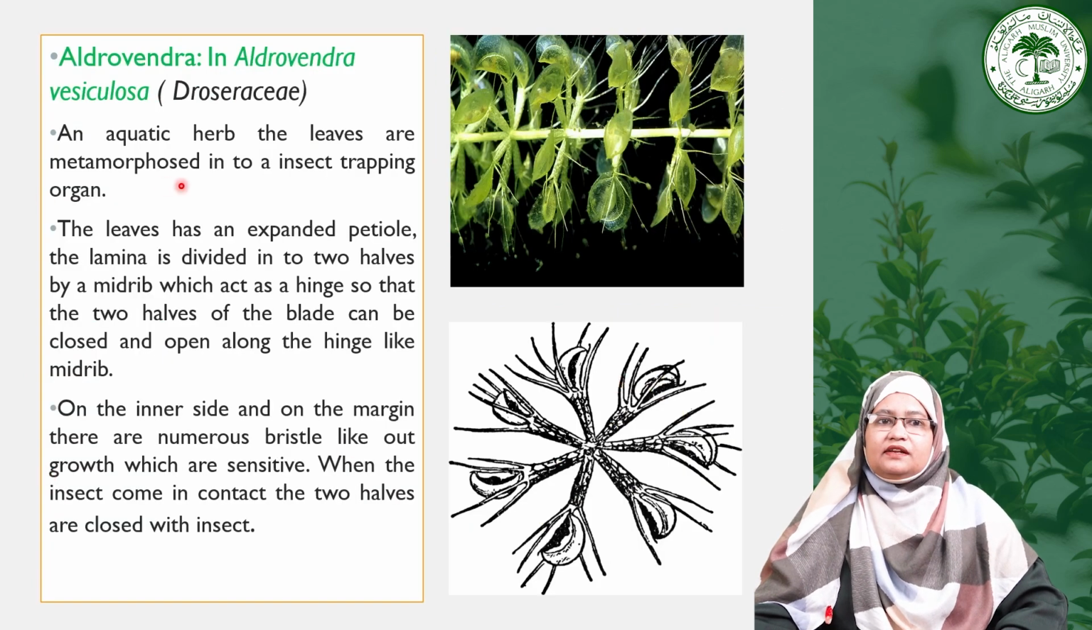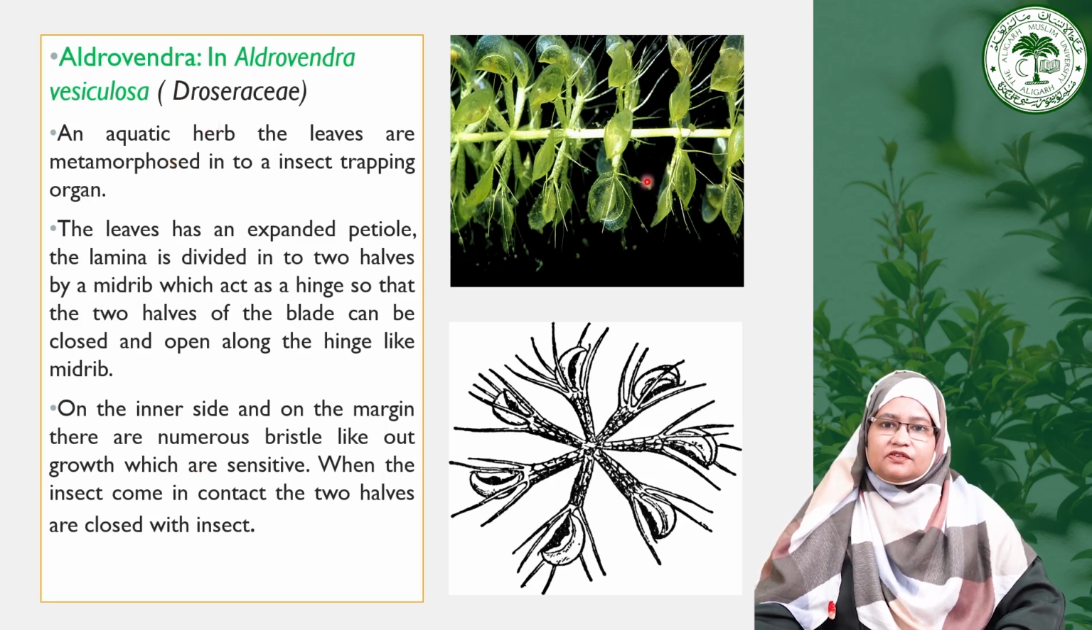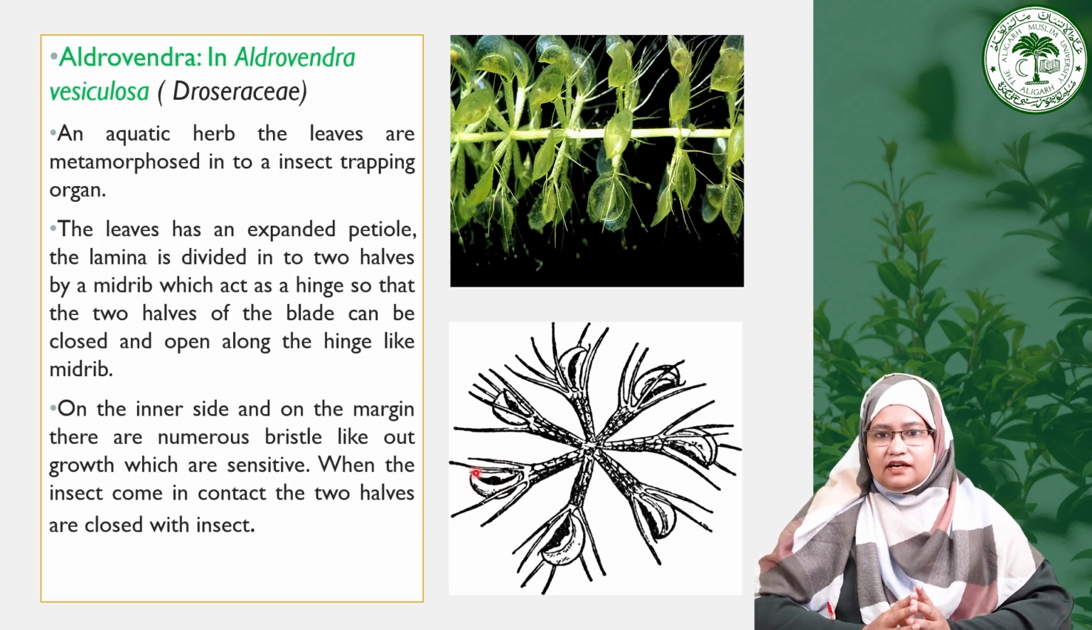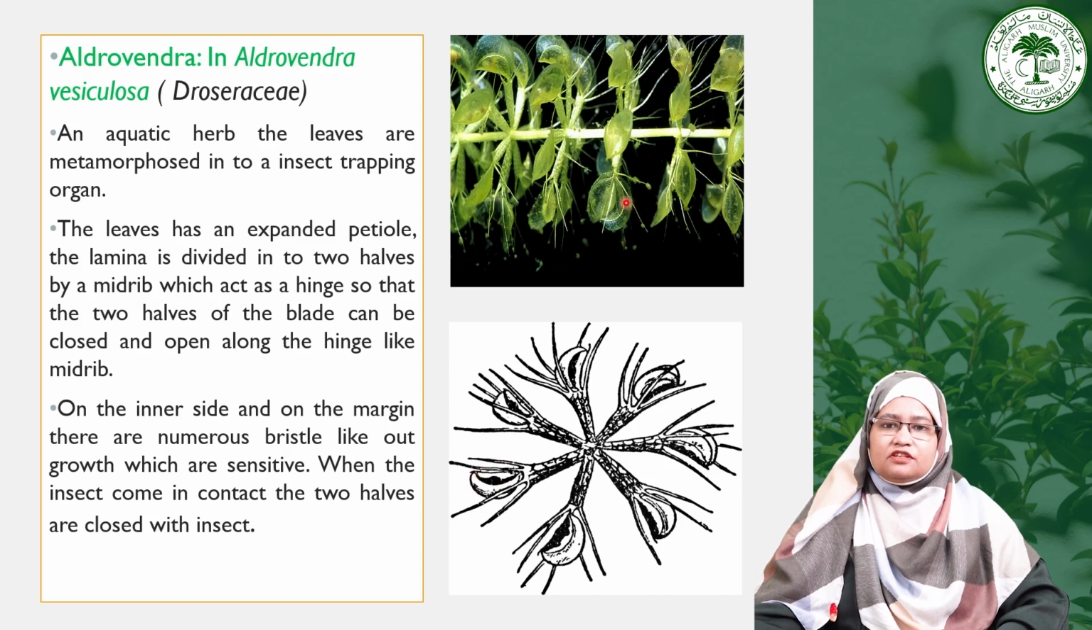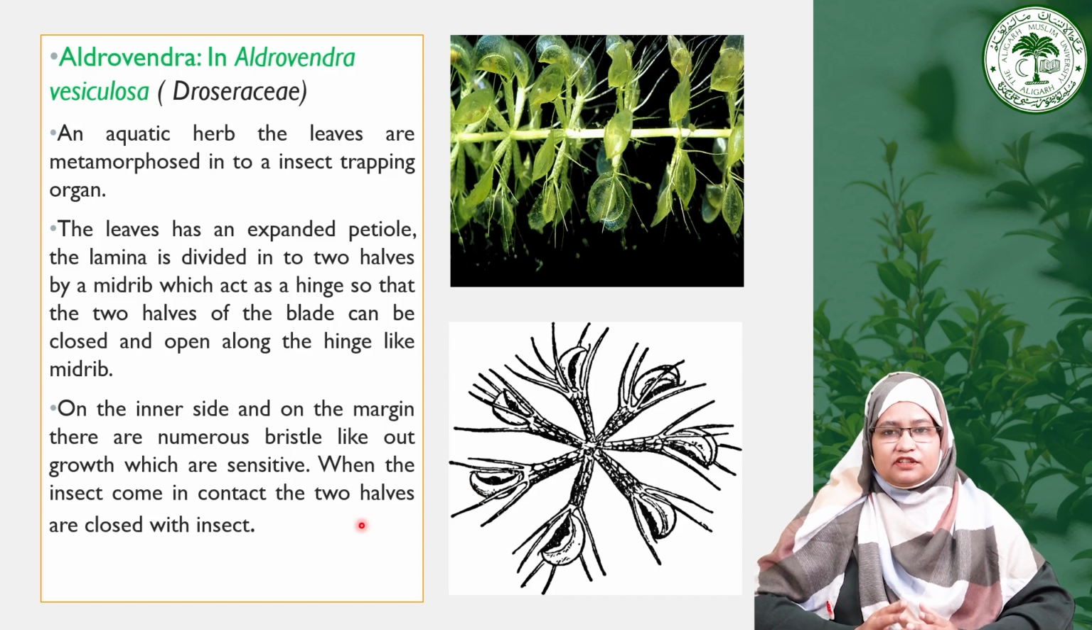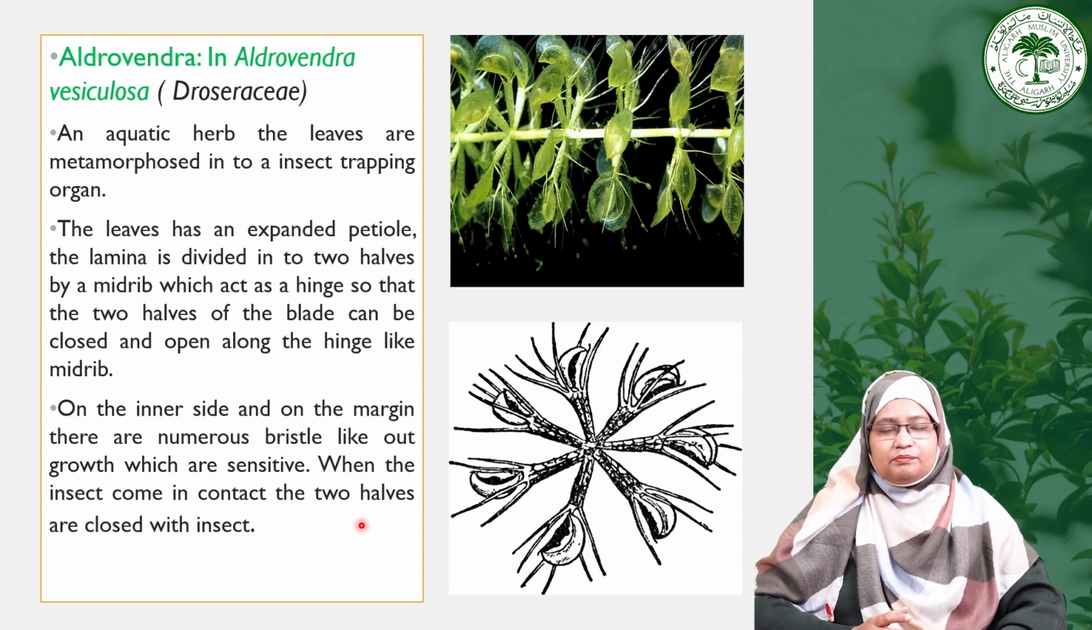Then similarly, Aldrovanda, which also belongs to the Droseraceae family, is aquatic, and these are its organs. These plants have a lamina divided into two halves. When an insect comes there, the bladder closes, which helps in capturing the insect, because the insect gets trapped between the two walls of these plants. After digestion of the insect, these plants get nutrition from the body material.